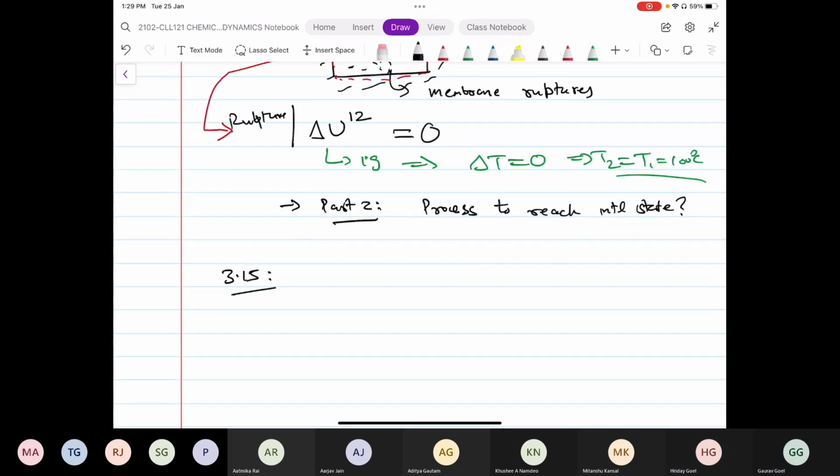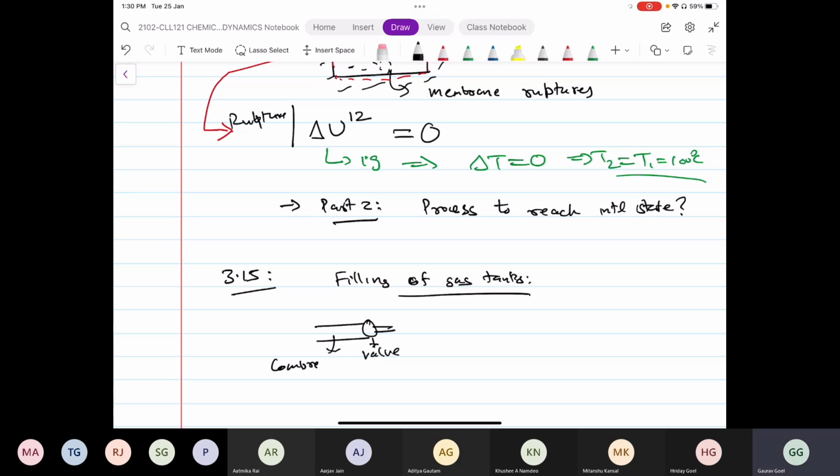3.15. It deals with the filling of gas tanks, which is a very routine industrial operation. Typically what you will have is a compressed air line and a valve. By using this valve, you can control the flow of gas or air into a vessel.